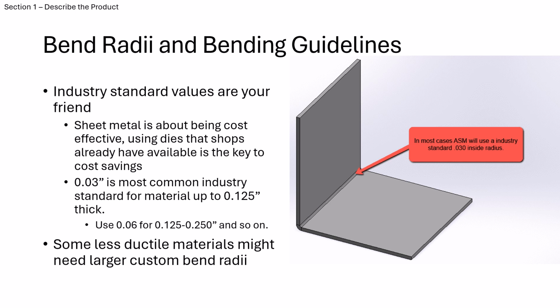But mostly getting ahead of myself right here. The big thing is to use industry standard values as your friend. All right, you don't need to figure out the perfect bend radius for this sheet of metal. Just use a 30 thou die. That's the most common for anything up to 1/8 of an inch.